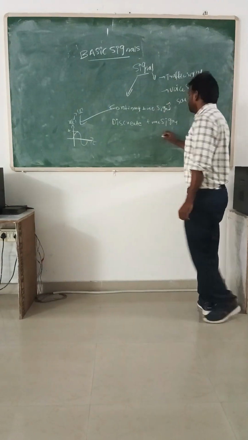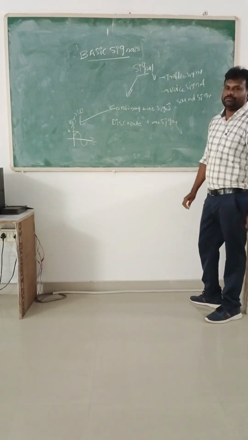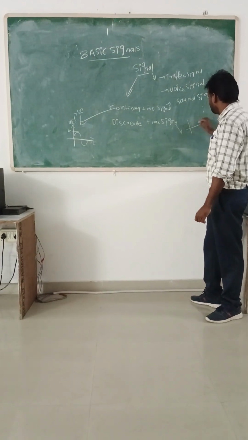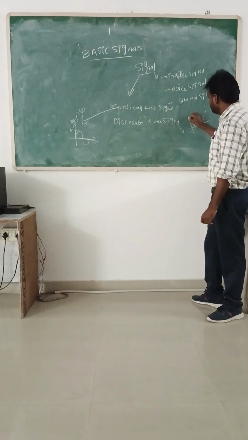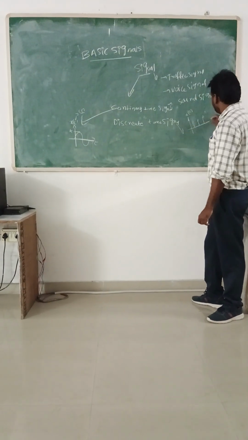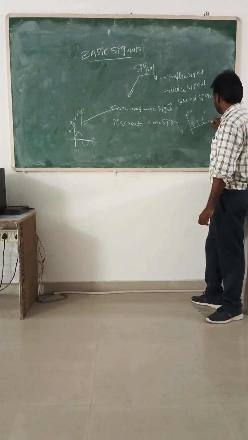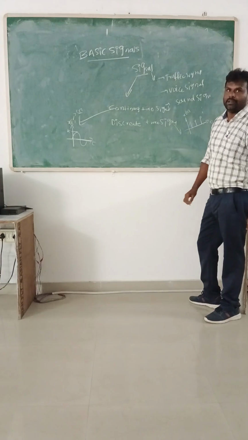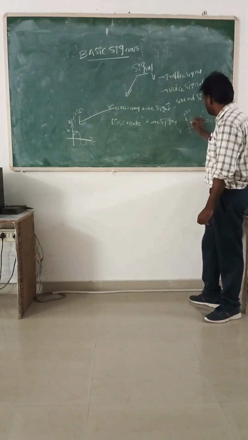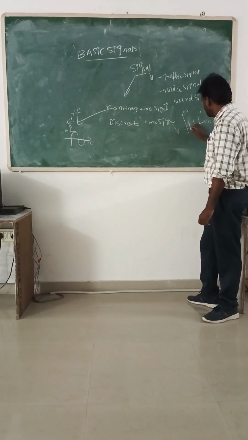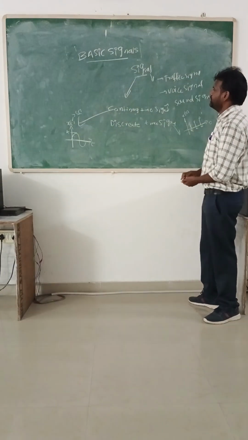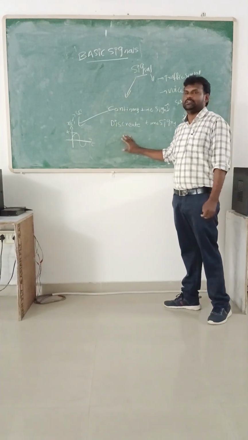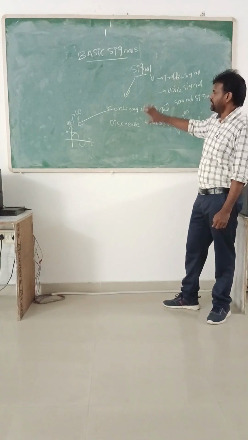Now coming to the definition of a discrete time signal. A discrete time signal is one where every amplitude depends on a particular instant of time. It is denoted by x of n, where x of n is the amplitude and n is the time index. So every amplitude depends on a particular instant of time. That is called a discrete time signal. These are the two major types, continuous time and discrete time signals.